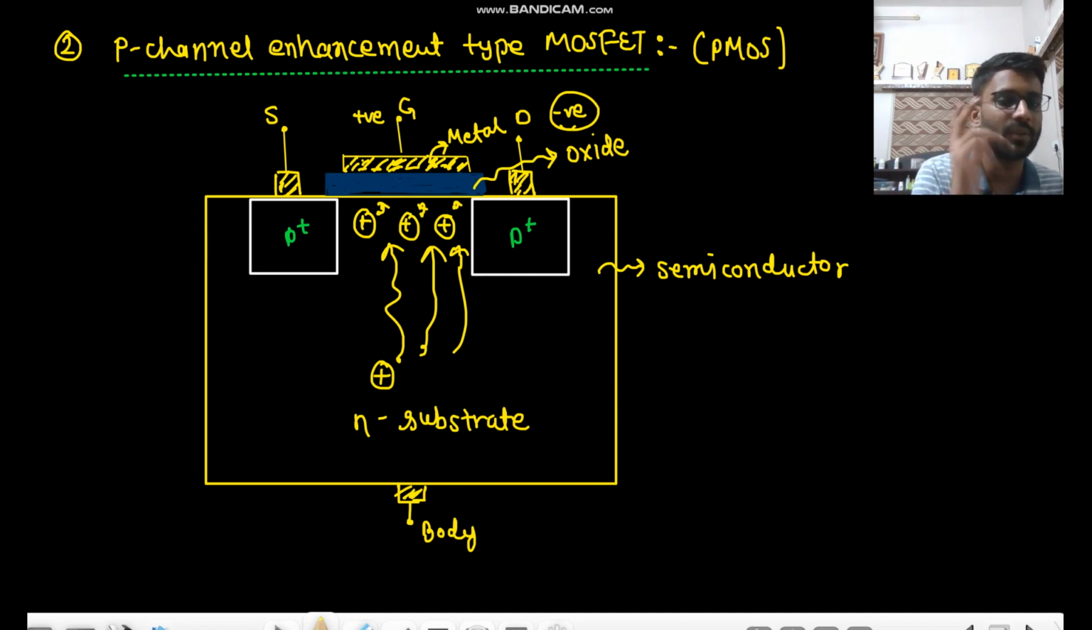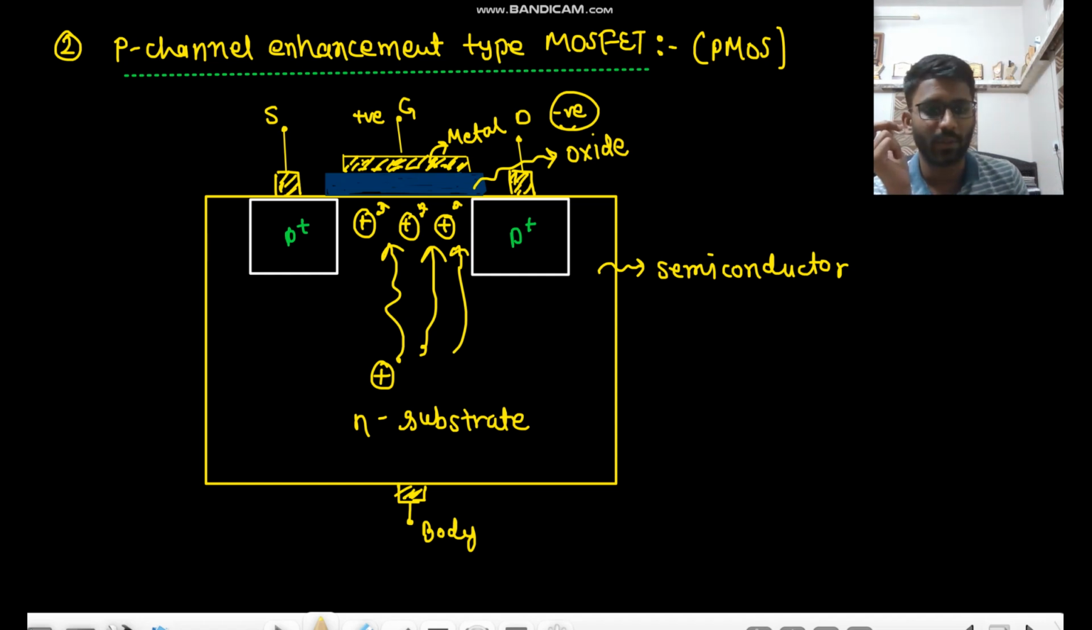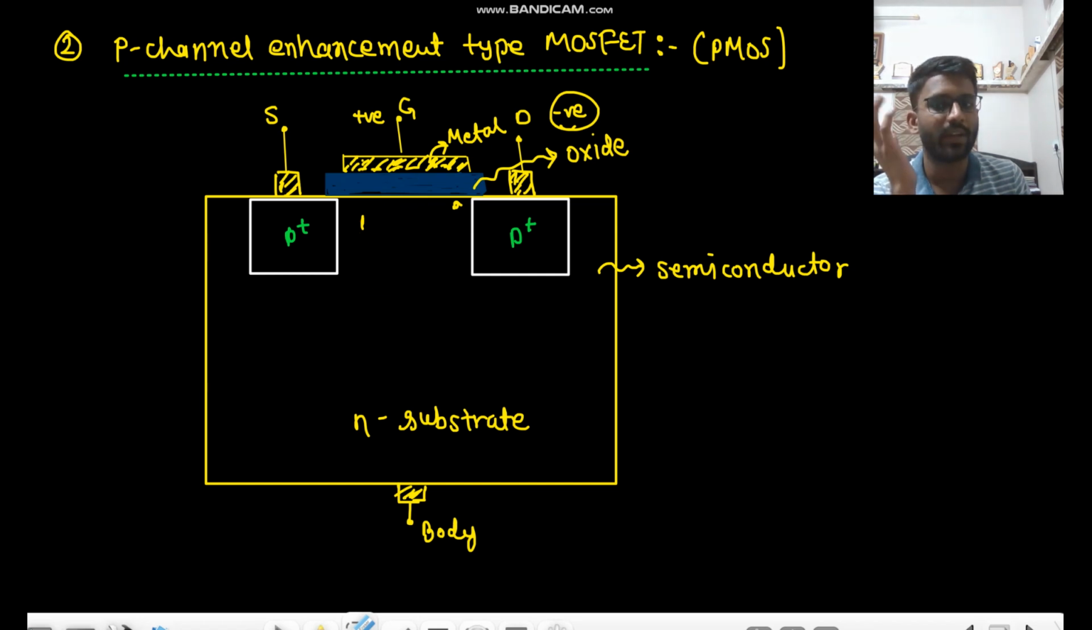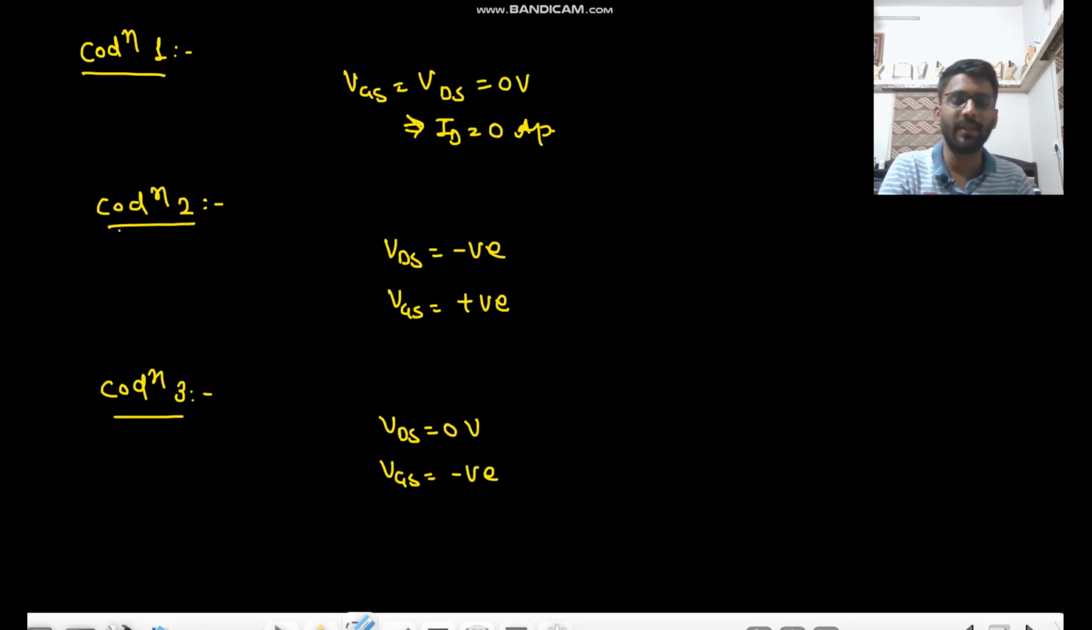You have to make both conditions. So you have to make both VDS and VGS negative. In NMOS we made both VGS and VDS positive. Gate was positive, drain was positive. Here the gate has to be negative and the drain has to be negative. So I hope you have understood this one. You just have to relate it with the NMOS. Whatever the concept that we studied, it is exactly the same.